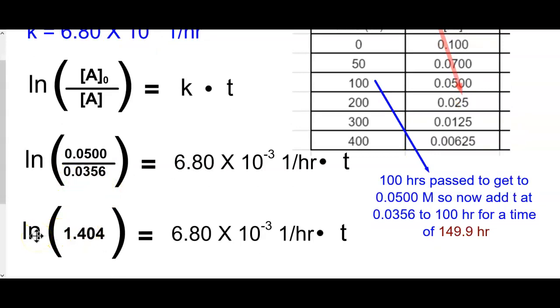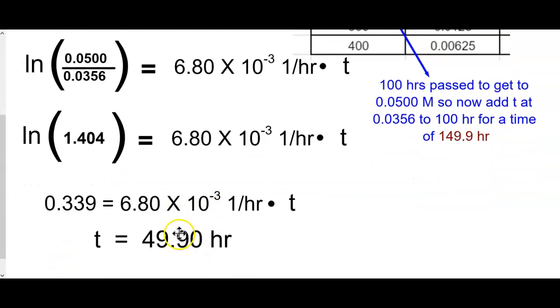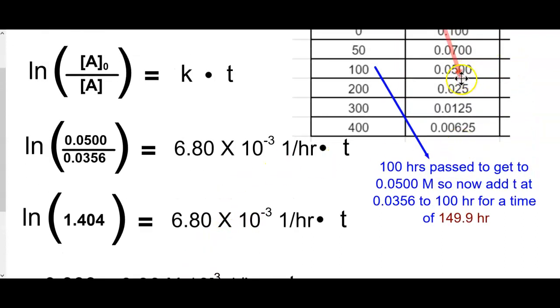If I take the natural log, I can put this into my calculator. I don't have to do any e things like we did before. I'm going to take the natural log because it's just a number, and I can crank that on my calculator. I get 0.399. I can divide that by my k, and I get a time of 49.90 hours.